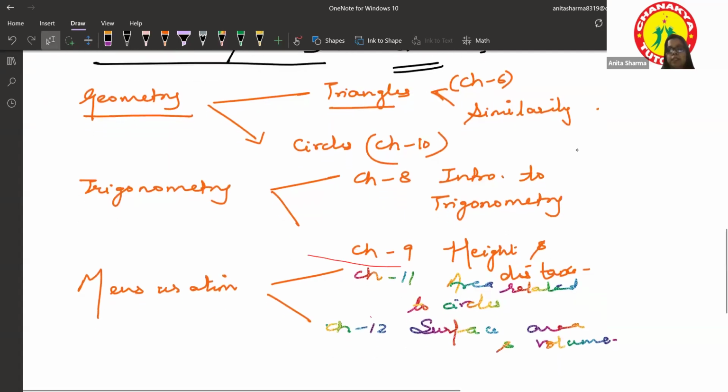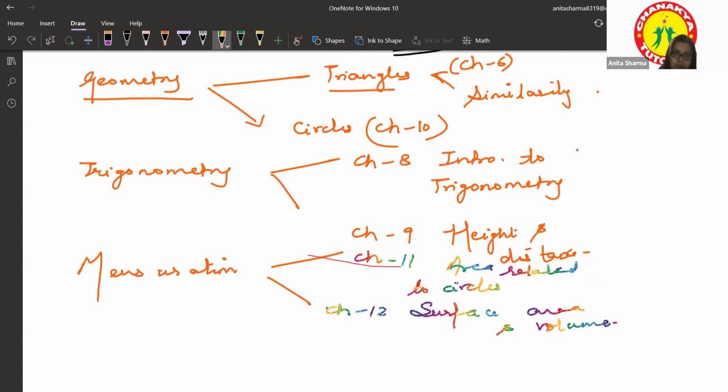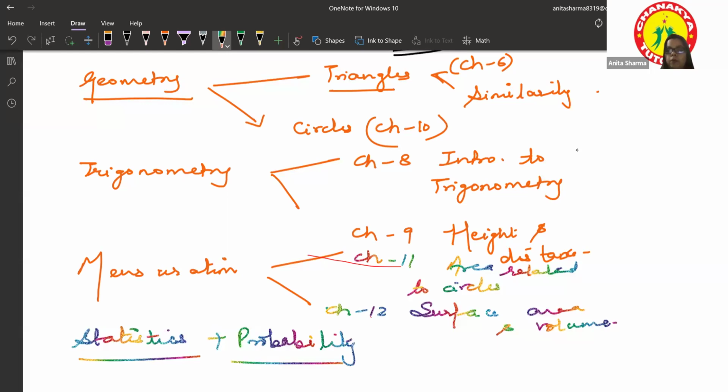And then the last chapter, or you can say data handling, so statistics plus probability. So these 2 chapters are different. Probability is 1 chapter, and statistics. In probability, normal questions will be asked, like when 2 dice are tossed, when 2 dice are rolled.